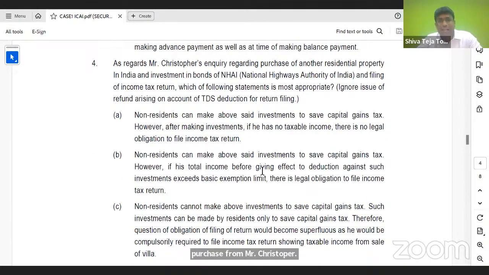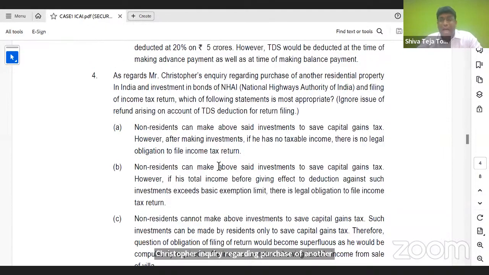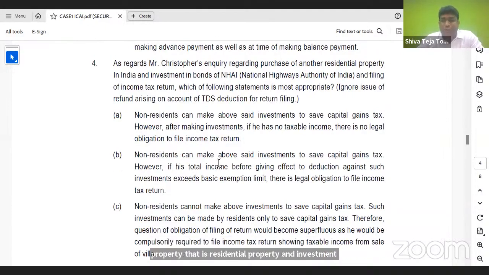Fourth question. As regards Christopher's inquiry regarding purchase of another property, that is residential property, and investment in bonds of NHAI and filing of income tax return, which of the following statements is most appropriate? Before I proceed to the options, let me tell you, my dear friends, when he's procuring another property, a residential property in India, and he is selling mutual funds, he can definitely take exemption under capital gains under section 54F. And at the same time, when he's buying bonds of NHAI, he can very much take the exemption of 54EC, my dear friends.